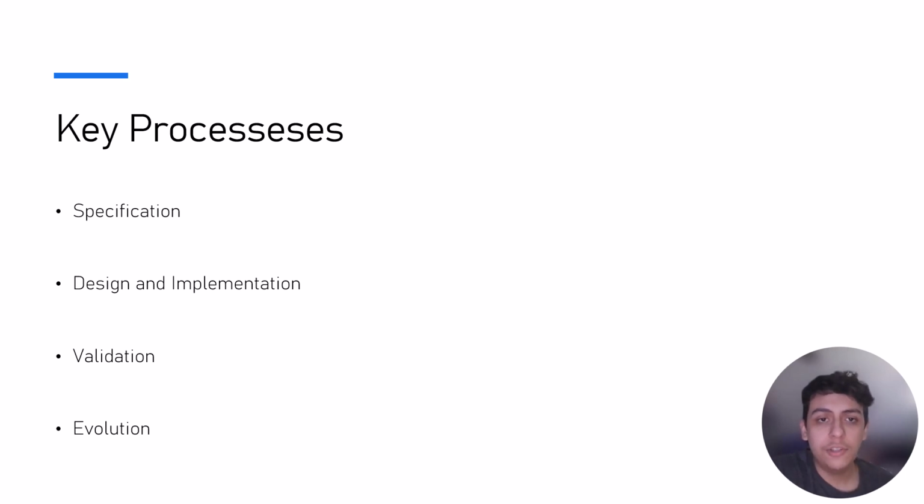Next, we have validation. This ensures that the software meets the original requirements. It includes testing the system to check for bugs and verifying that it works correctly and satisfies user expectations.